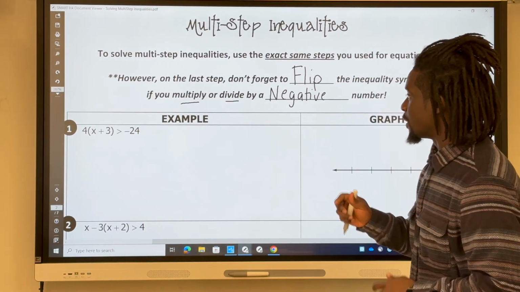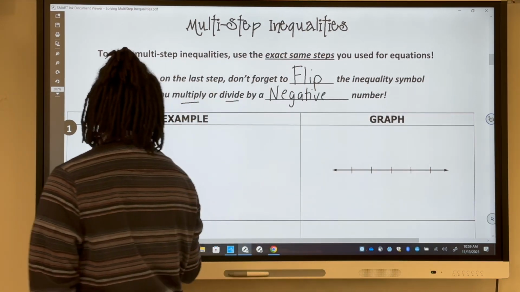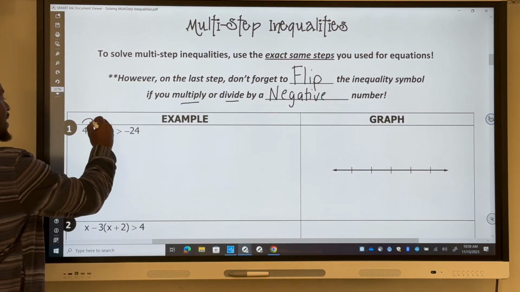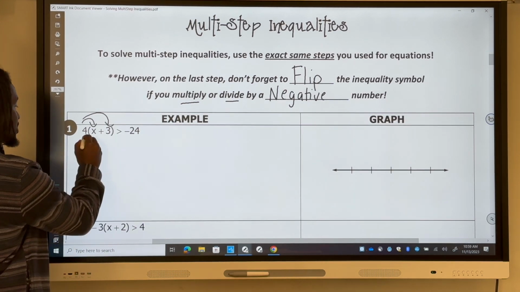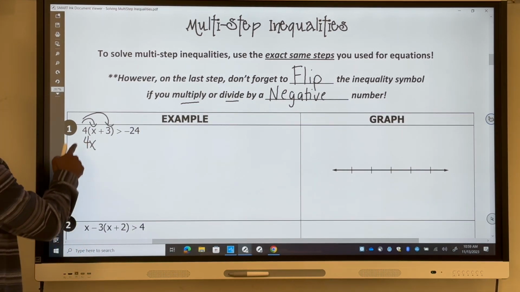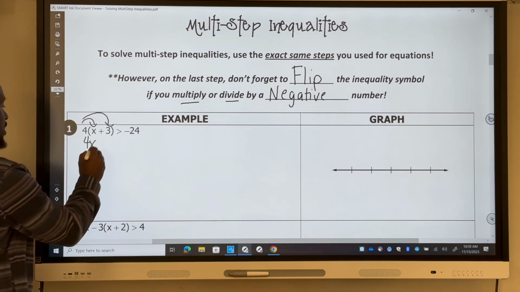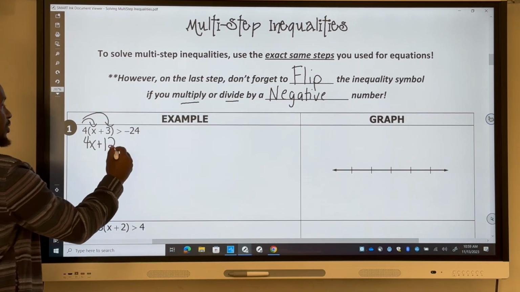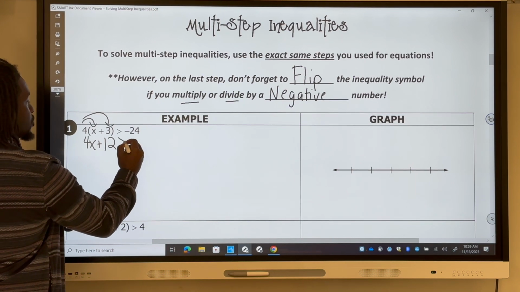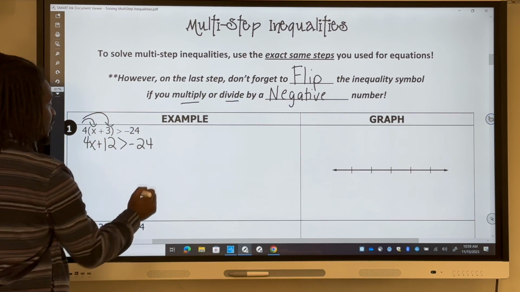All right, here we go. So in number one, we are going to first start by distributing the 4. So we have 4 times x, which is 4x. Then we have 4 times 3, which is 12, and it is a positive 12. And then I'm going to bring everything down, greater than sign, negative 24.